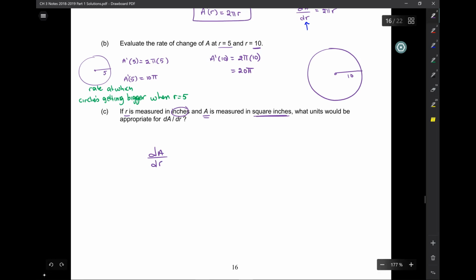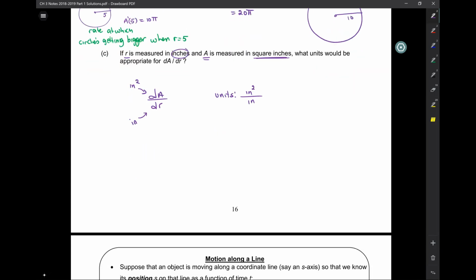Well, okay, so the area is measured in inches squared, so the change in area is inches squared. And then this is inches. So the units are inches squared per inch. Now, do we cancel inches and just leave it as inches? No. It stays as square inches per inch. Okay? We don't cancel. All right. Because the units of the change of area can't be inches.